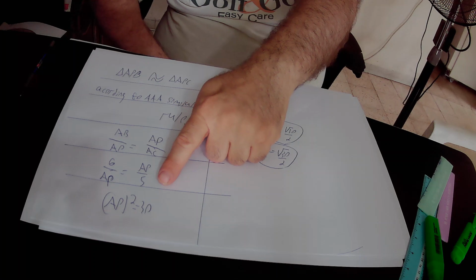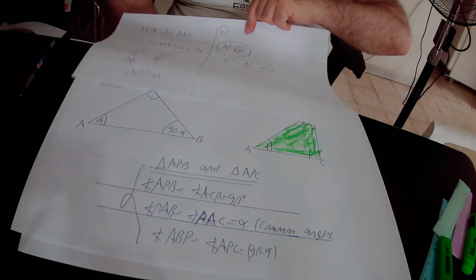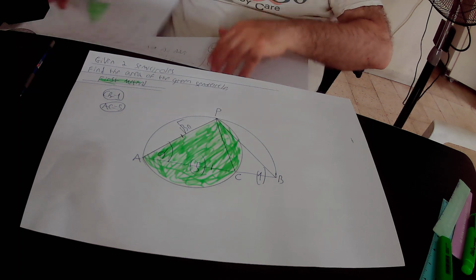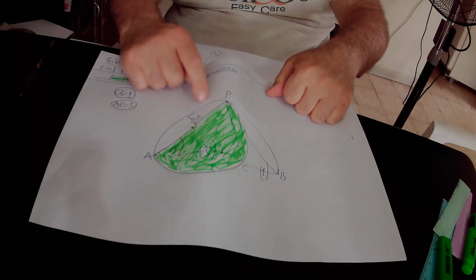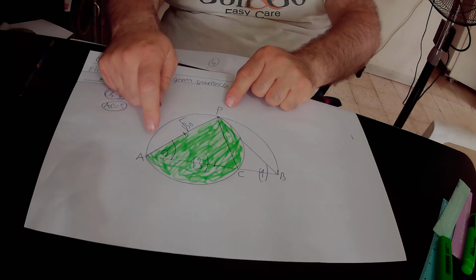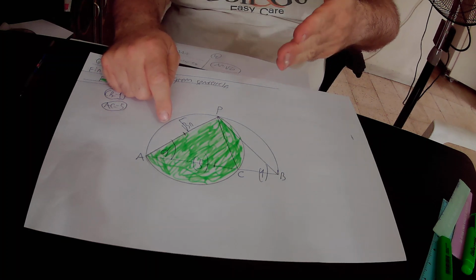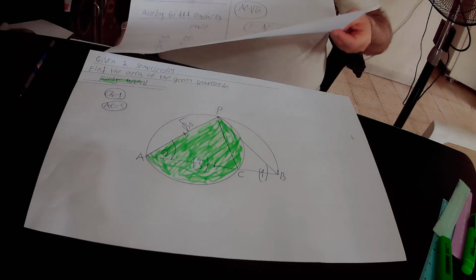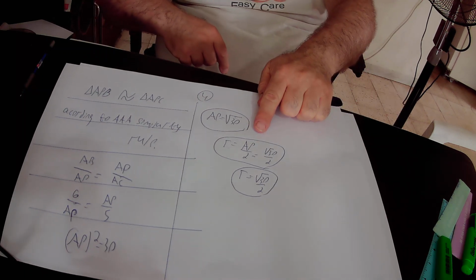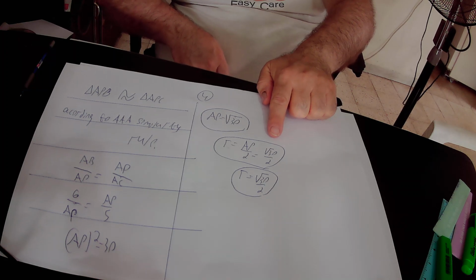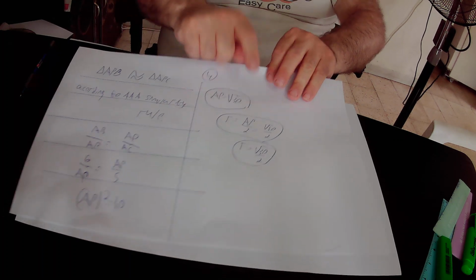We take the square root of this equation and finally find that the missing side AP equals the square root of 30 units. So this is the missing side AP, which equals the square root of 30 units. AP is the diameter of this green semicircle. So the diameter AP equals the square root of 30, and therefore the radius R of this green semicircle must be equal to half of it. The radius R equals the diameter AP over 2, so the radius R equals the square root of 30 over 2.